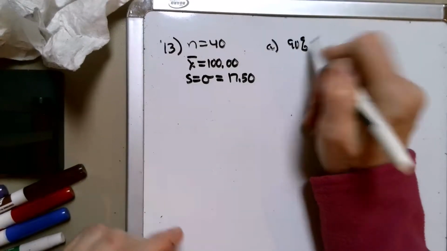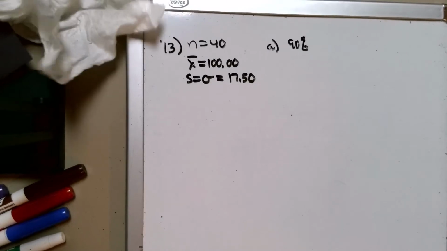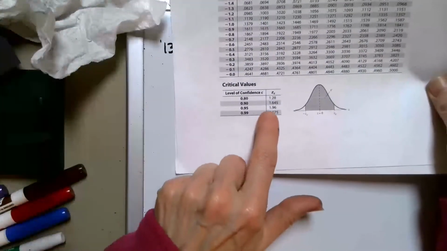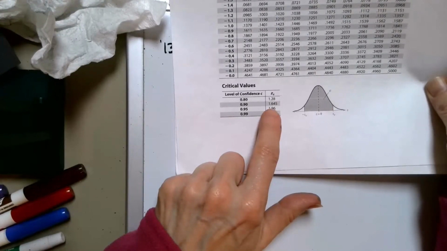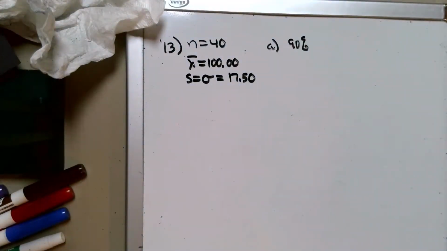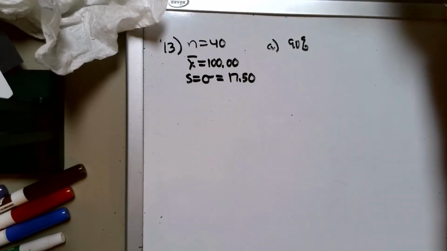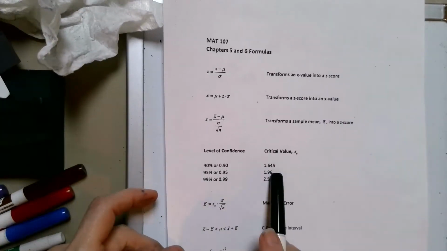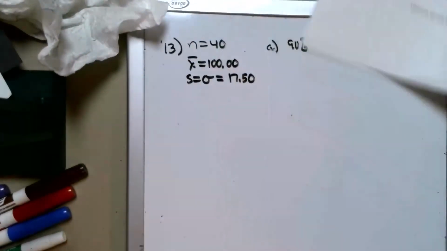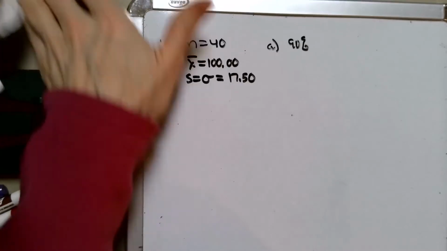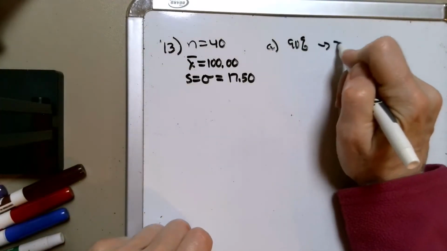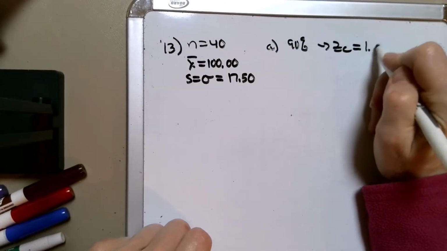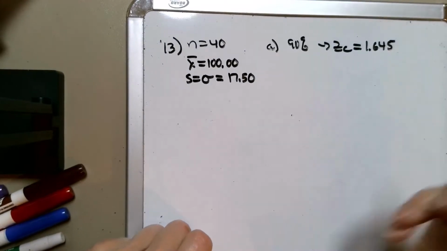90% confident. So we either go to the negative Z side of the table at the bottom to find the critical value of Z, 1.645, or you can use the formulas page from the chapter 5 and 6 formulas to find the critical value. So either place. And you should have both of those things handy when you take the test 3. So we're going to use the critical value of Z, 1.645.